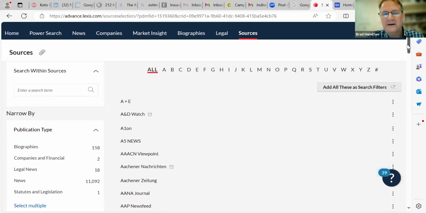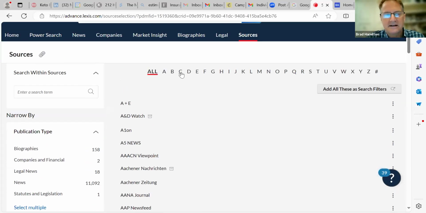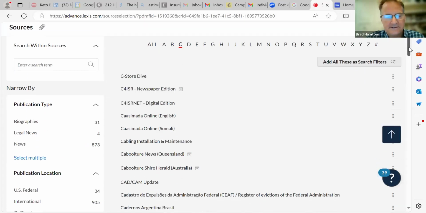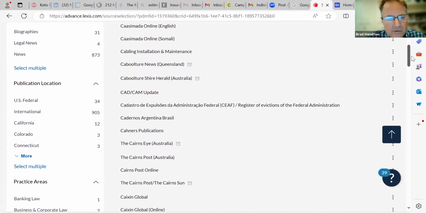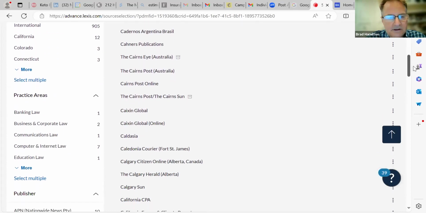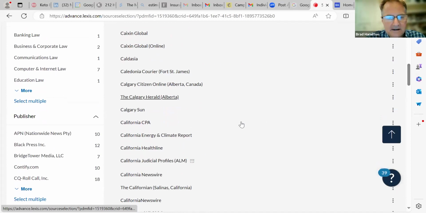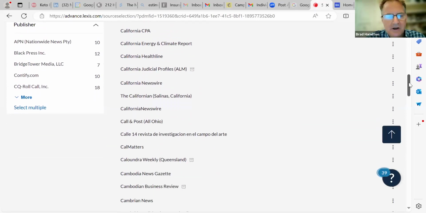So now let's start by just going to the C's, right? And you'll see how many there are. All these different C's. We're at CA. We're looking for climate change, right? So we're going through these CAs, and ooh, look at this right here. California Energy and Climate Report. Okay, we didn't think about California, but there it is. And then we keep going down.